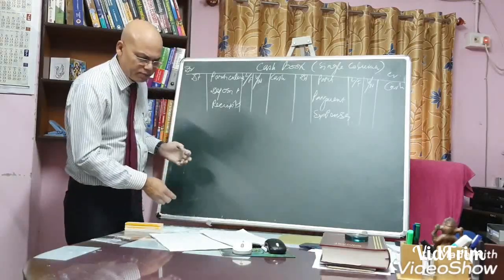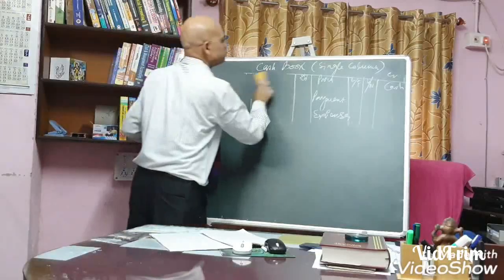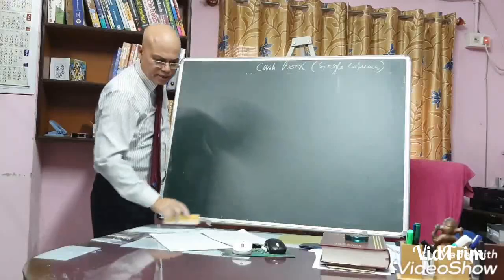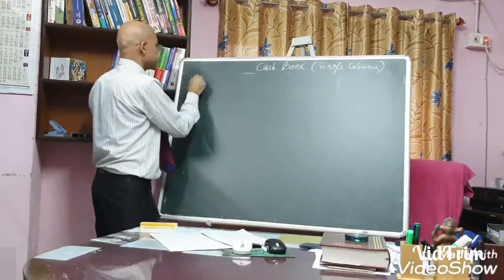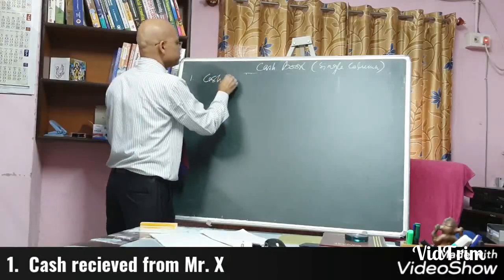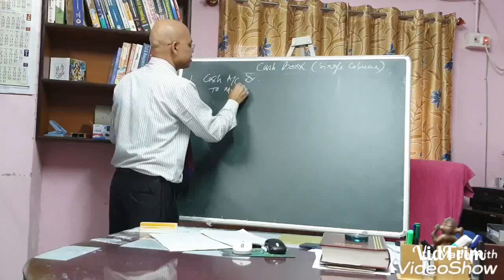For example, I am telling, suppose number 1, cash received from Mr. X. Number 1, cash received from Mr. X. Then cash account debit to Mr. X account.